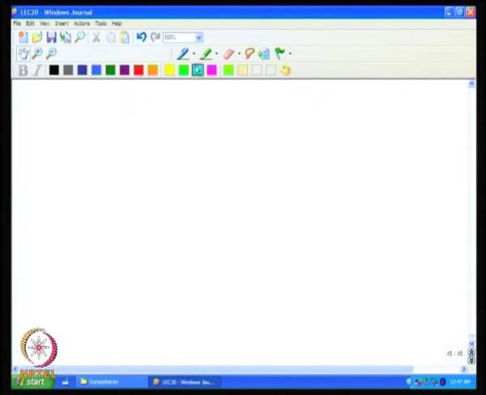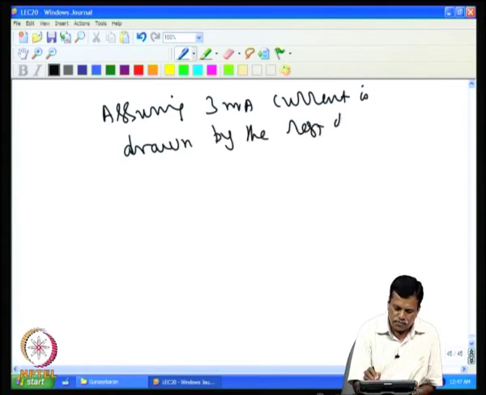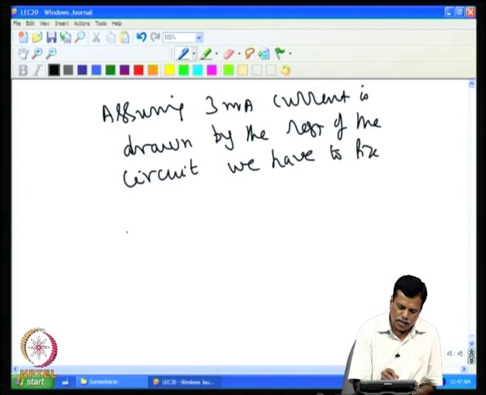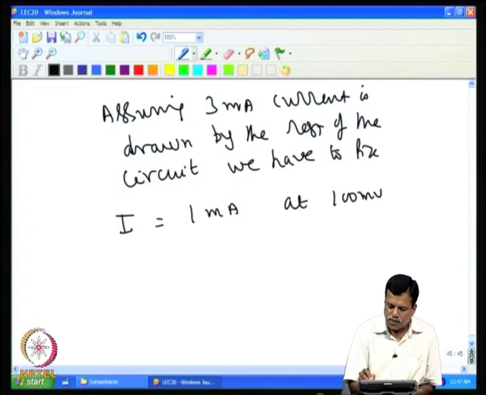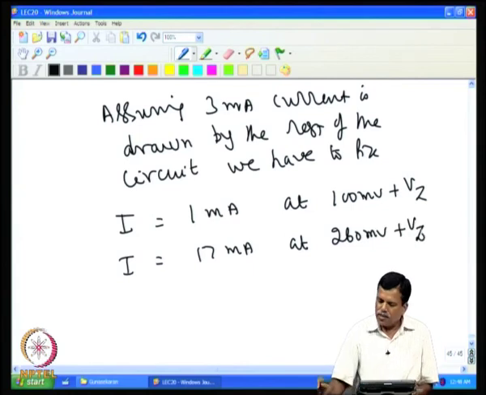So, assuming 3 milliampere current is drawn by the rest of the circuit, we have to fix I equal to 1 milliampere at 100 millivolt plus Vz, and I should be equal to 17 milliampere at 260 millivolt plus Vz. Now, this is a nonlinear relation.